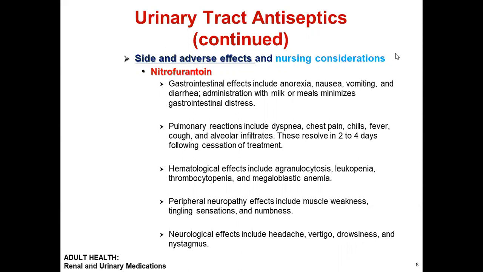Hematological effects include agranulocytosis or leukopenia, thrombocytopenia, or megaloblastic anemia. Agranulocytosis means the absence of WBCs. Usually the patient complains of infection like fever. When white blood cells go down, we call it leukopenia. When platelets go down, we call it thrombocytopenia. The patient can also develop megaloblastic anemia, where hemoglobin goes down. And when the patient's WBCs, platelets, and red blood cells all go down together, it is called pancytopenia.